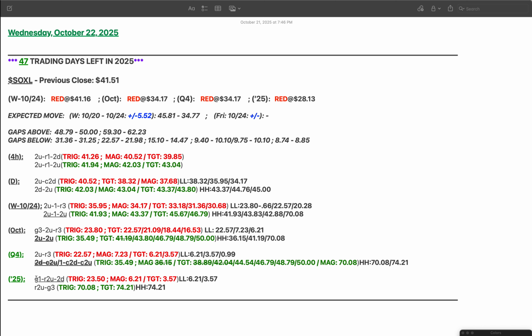Then on the year, we talked about how we flipped the 1, 2 up, 2 down. Didn't reach the full magnitude of 6.21, so we're setting a higher low so far. And we've got a green hammer on the year, so we look like we could be setting up for a 2 down, 2 up next year to go and target that 70.08 level. But there you have it. I hope those are the triggers and targets for the scalping all the way through the year.